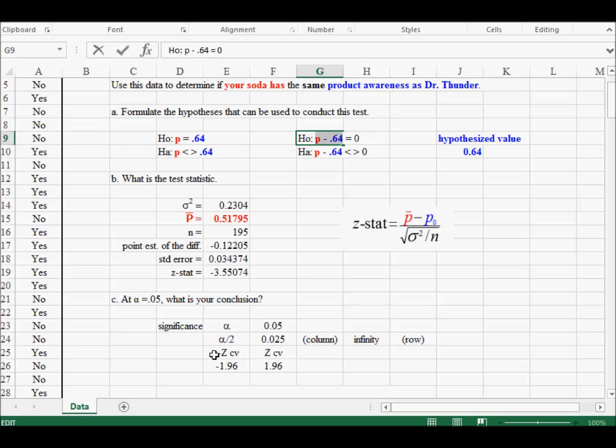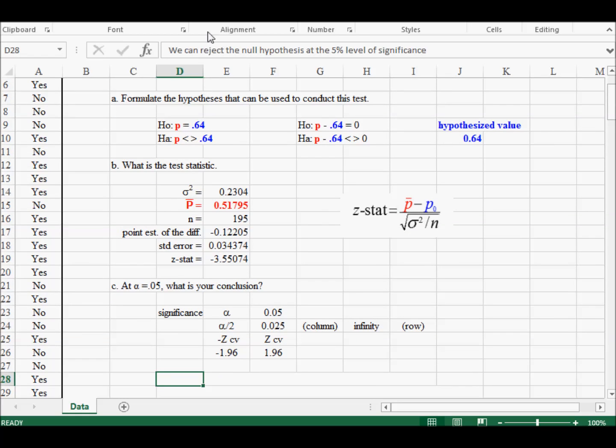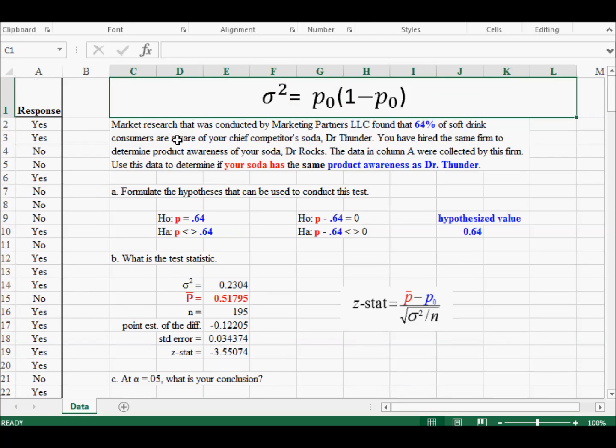However, the z-stat is not in between these two. So this difference is not insignificant, which suggests that this difference is less than 0. So we're going to reject the null hypothesis. When we reject the null hypothesis at 5% level of significance, what is that saying? We're rejecting the null and we're accepting the alternative. Now, what is the alternative hypothesis in English?